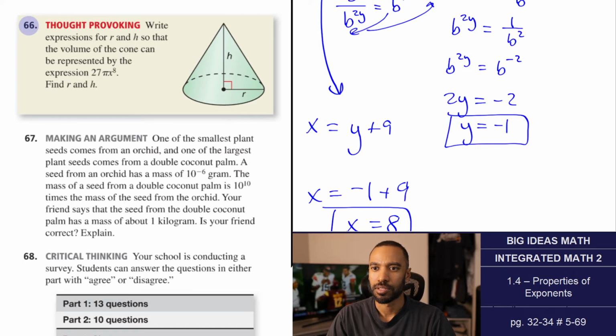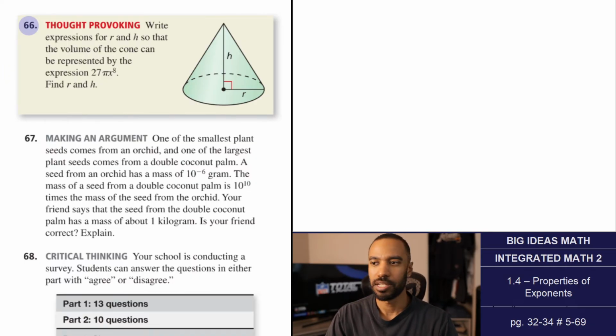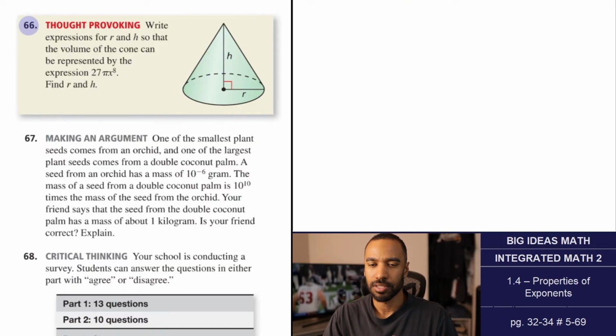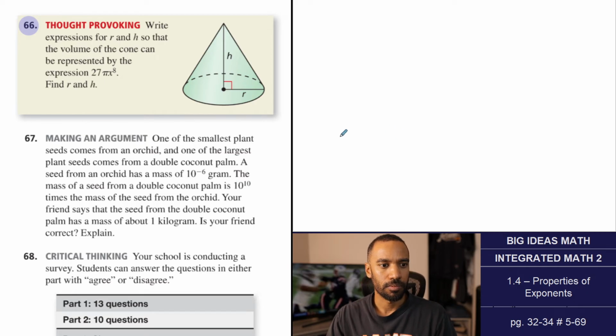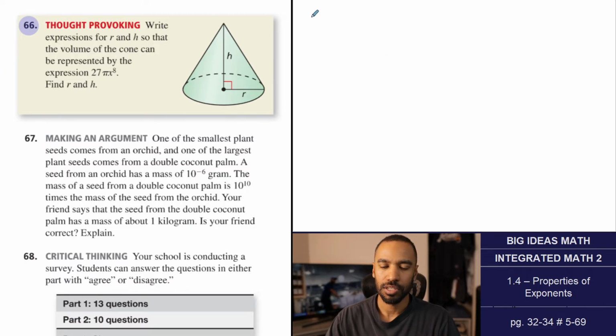4 more problems. Thought-provoking, indeed. Write expressions for r and h so that the volume of the cone can be represented by the expression 27 pi x to the 8th. Find r and h.